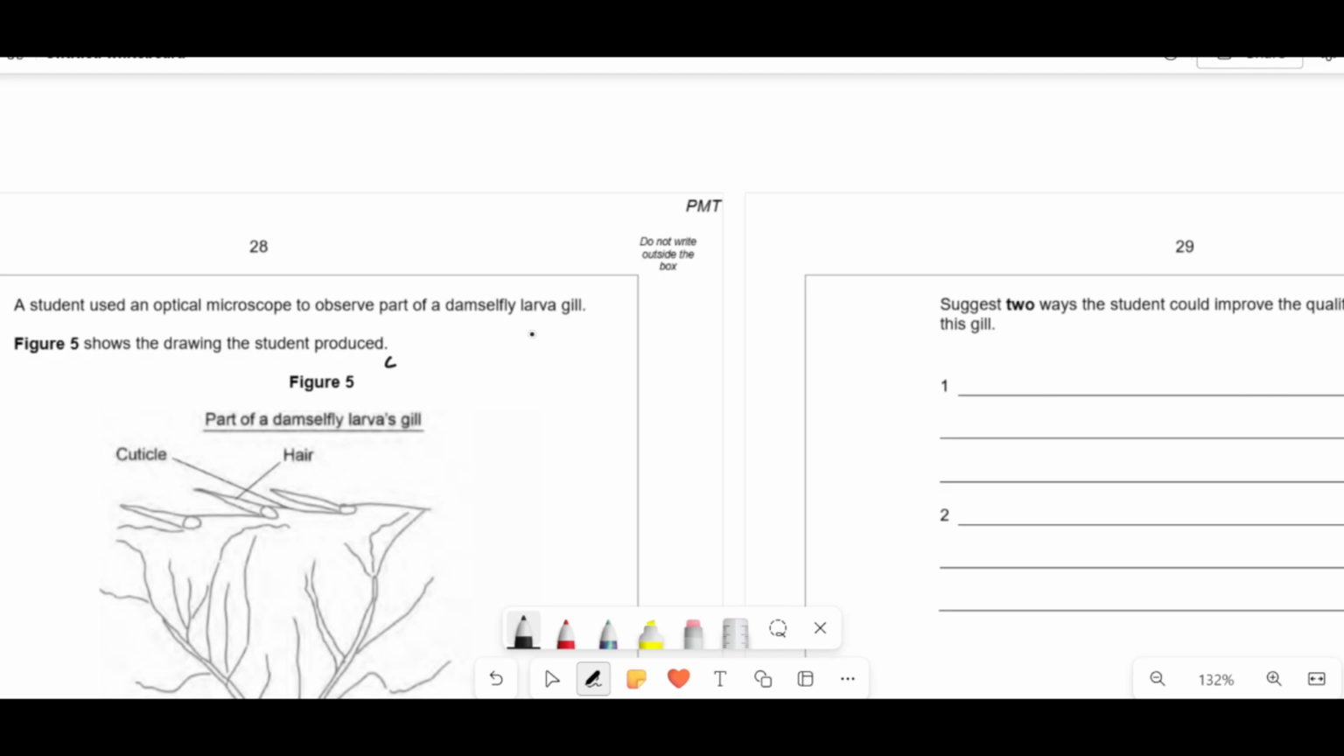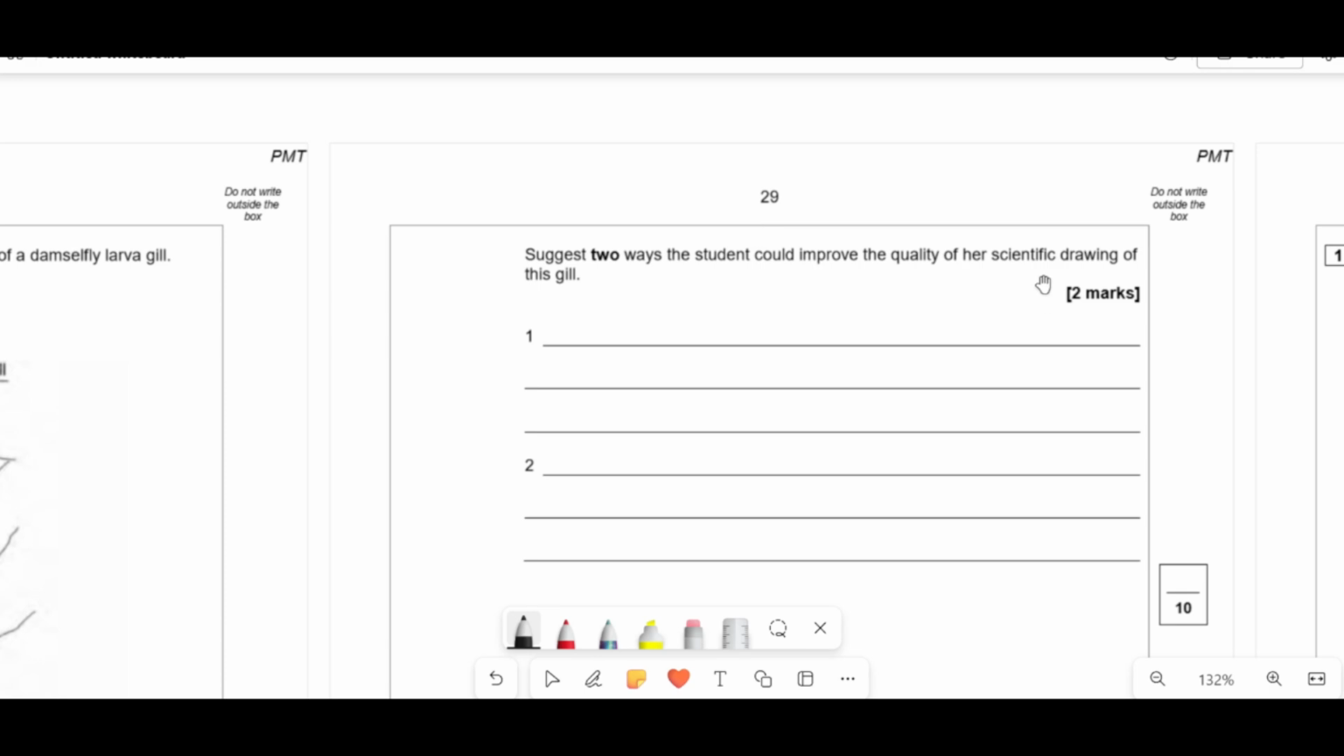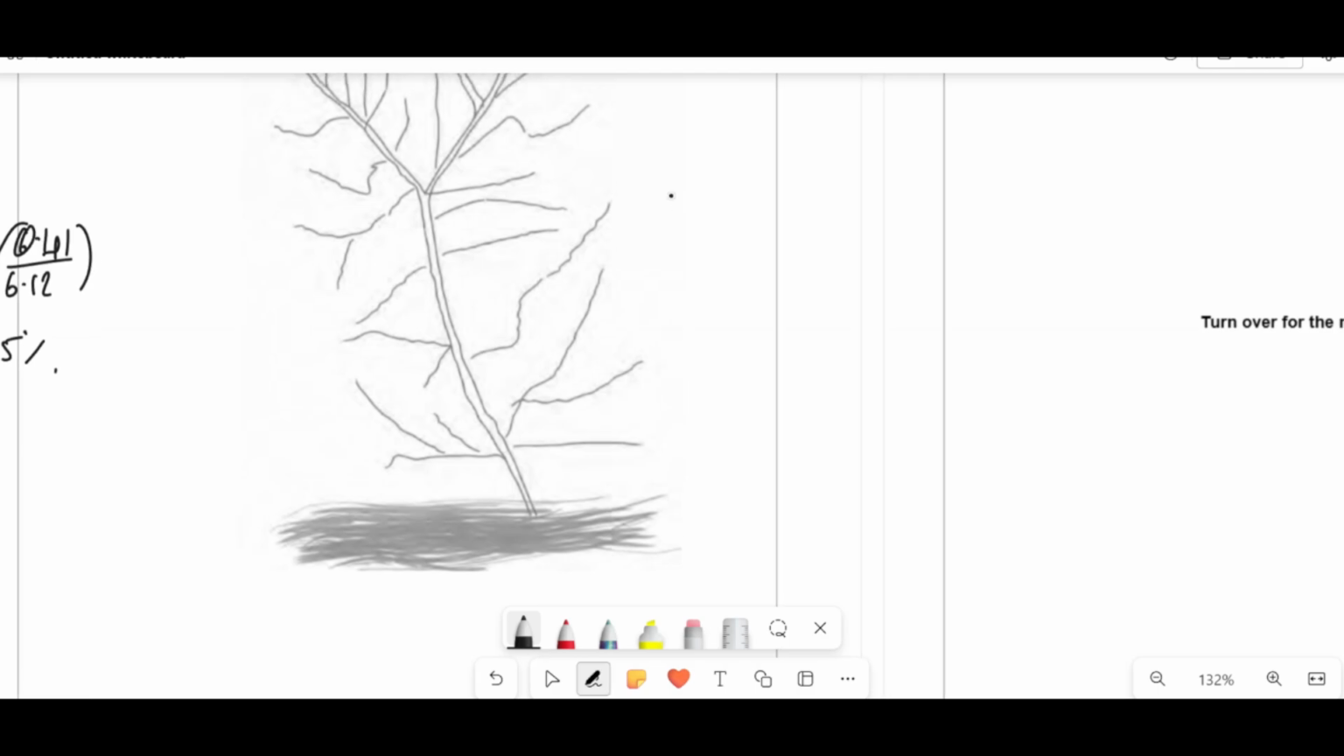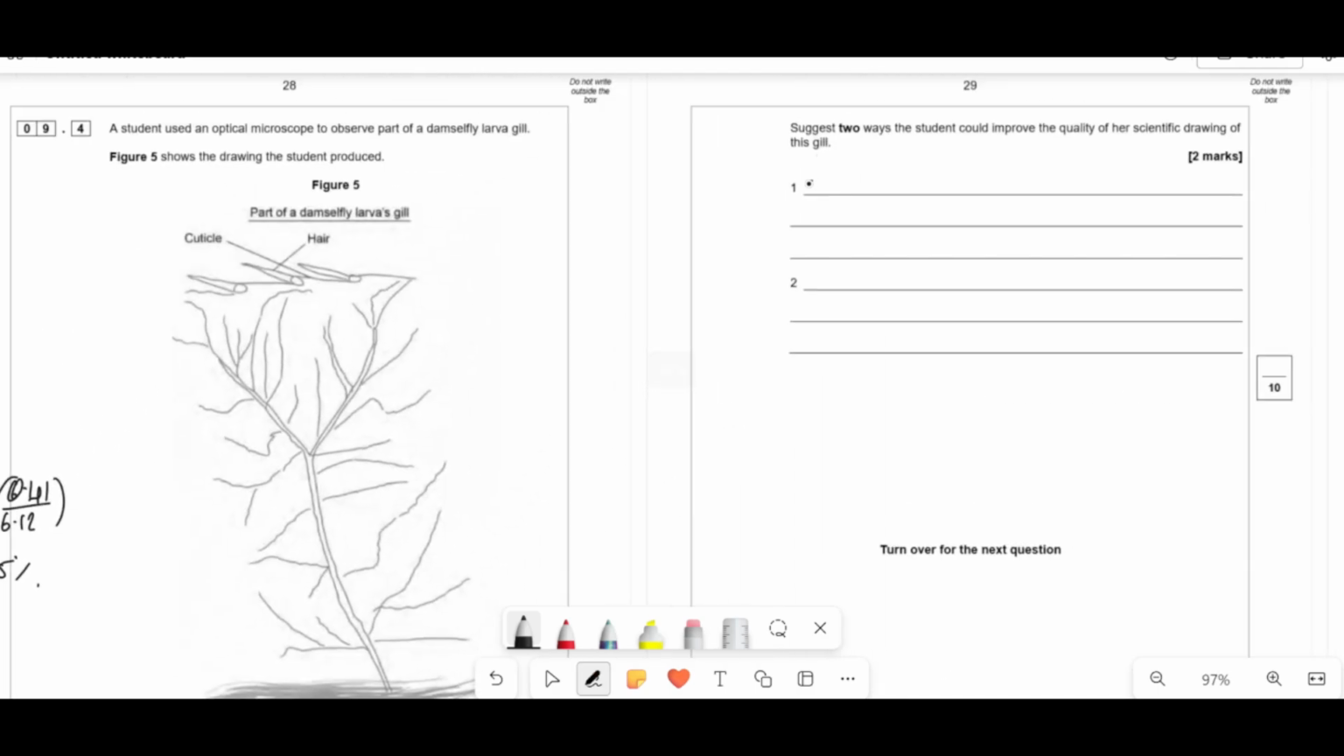So then a student used an optical microscope to look at the damselfly larva, and here's the figure. It says suggest two ways that they can improve the quality of this. So first of all, you can see down here this shading. We don't use shading. As well as that, what else can we do? Well, we have no magnification. So we should really say no shading, and then add magnification and scale bar. That's what screams to me first.